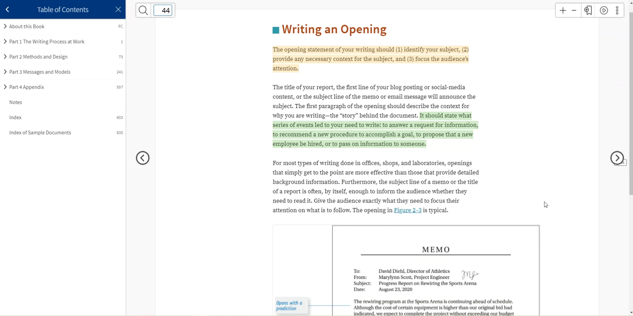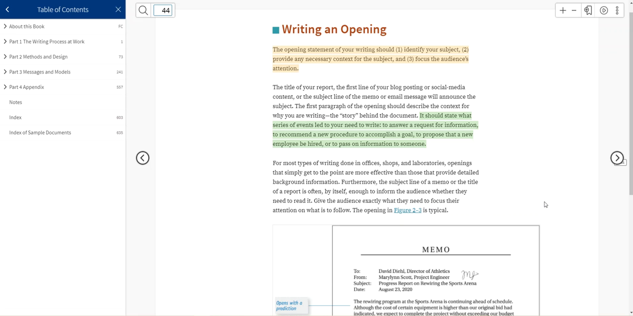The opening statement of your writing should identify your subject, provide any necessary context, and focus the audience's attention. So it's critical to keep thinking about a 3-paragraph structure when you write business communication, at a minimum. In some of the correspondence and in assignment 2, there was one sentence. One sentence is the opening. If you look at the items I just talked about, which are also highlighted in the quick reference guide, there should be more context for the opening of your business correspondence.